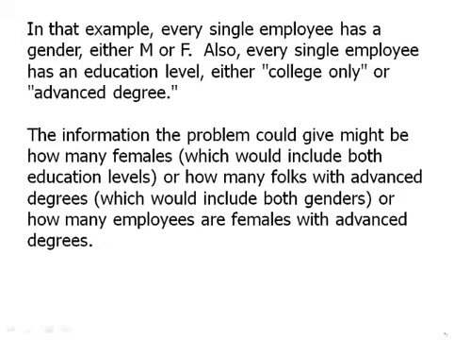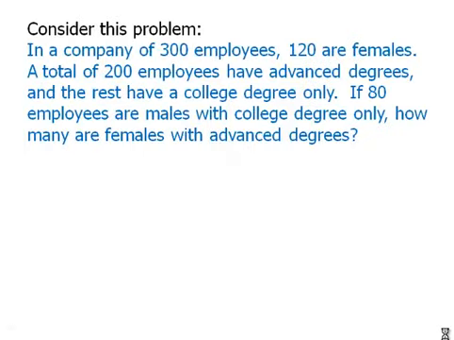The information the problem could give might be how many females, and of course that would include both education levels, or it might be how many folks with advanced degrees, and of course that would include both males and females, or it might be something very specific, such as how many employees are females with advanced degrees. So the question could give us any of those pieces of information. It could also ask for any of those pieces of information. So there's a lot of information here.